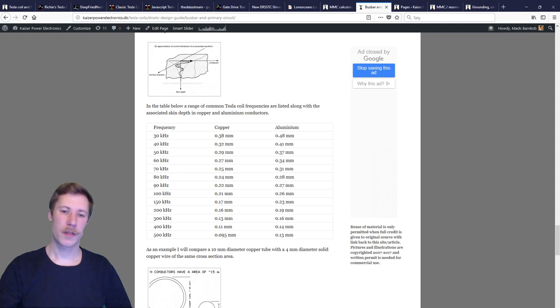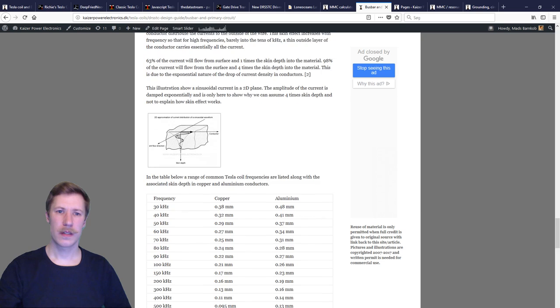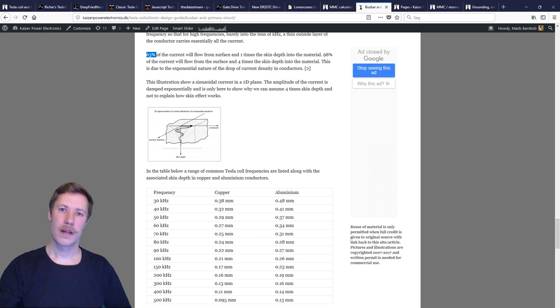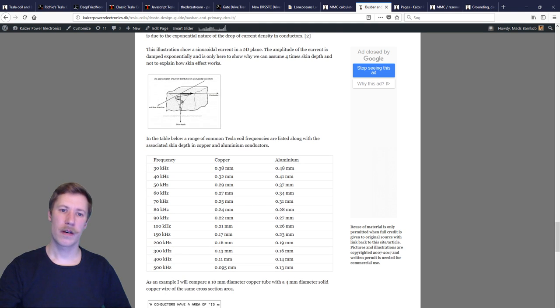So here's a small table of how deep in the material we will be able to conduct. 63% of the current is conducted in, for example, at 200 kilohertz, 0.16 millimeter of the material. So if you have a 1 millimeter thick walled copper tube, we are not even utilizing 1/3 of the copper in it to conduct all the current.